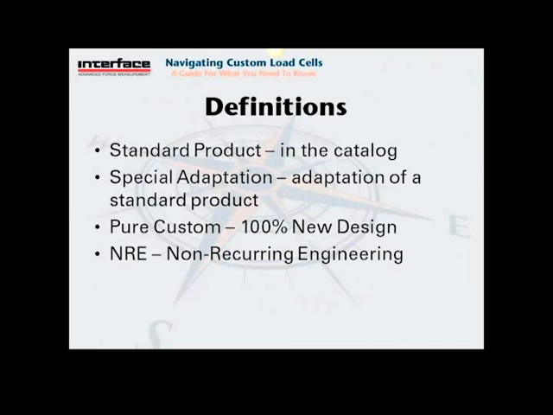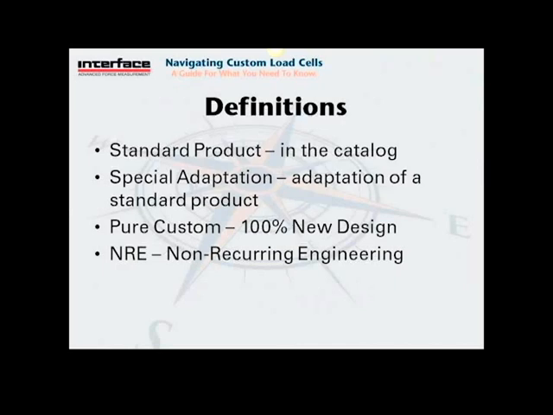A special adaptation is a part where you look in the catalog and you say, hey, I've got something very close, but I wish I had a different thread size, or I wish I had that part with a certain connector on it. Those minor alterations to the part won't cause a redesign of the flexure itself, and so it will be, let's say, more readily available for you, and then we categorize it as a special adaptation.